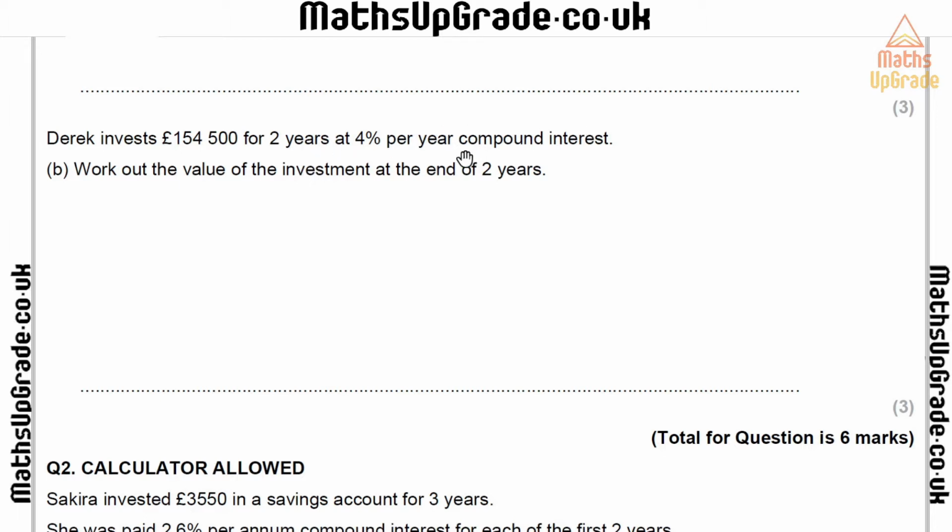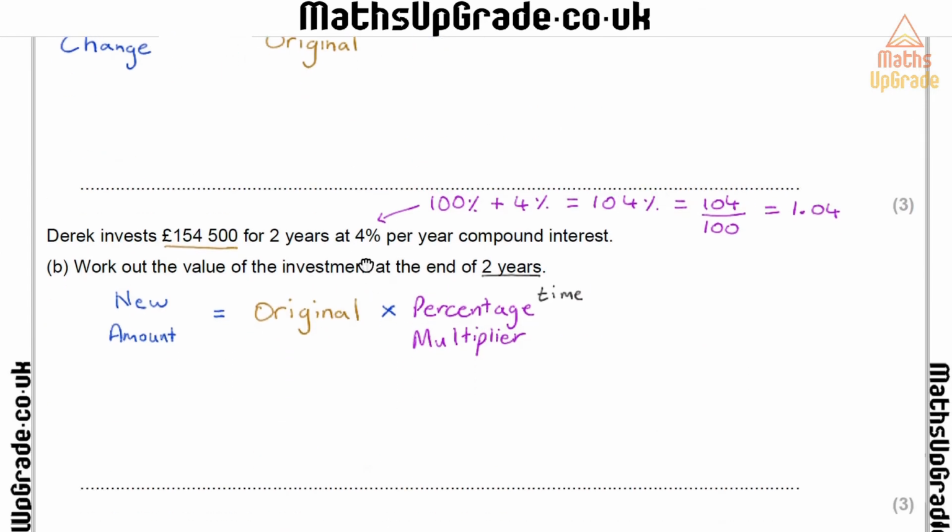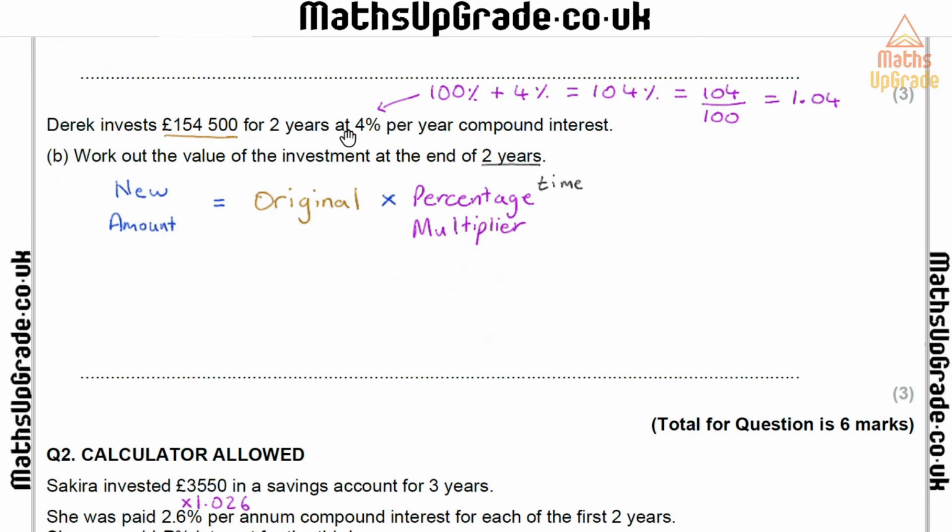So what this means is he gets 4% interest at the end of the first year on that amount, and then that's added to that amount, and then he gets 4% interest on that whole new amount in the second year as well. So the interest compounds. So to set it up, I'm just going to remember that the multiplier for 4% interest is 100%, which is what he started with, plus 4%, which is 104%. 104% as a fraction is 104 over 100, which is 1.04. So 1.04 is my percentage multiplier.